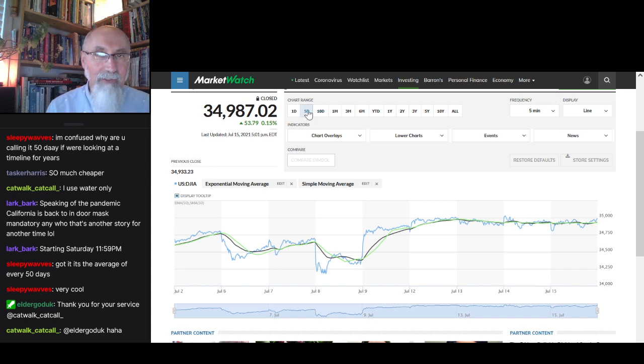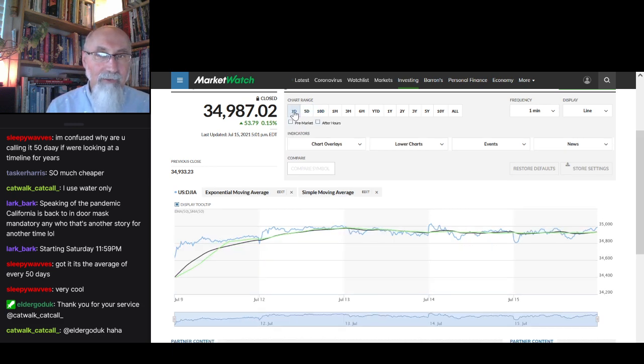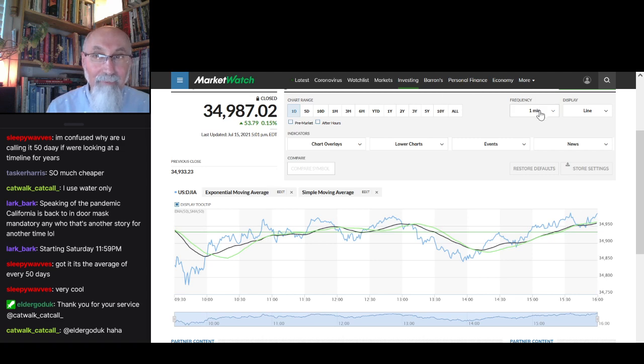If you're day trading, you're looking at this stuff, right? And then you can do 1 day, which is based on a minute, right? Every minute taking 50 data points, plotting it. And you can see bounces happening here, right? So you can follow this trend.